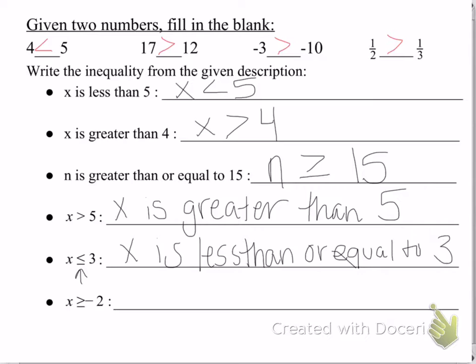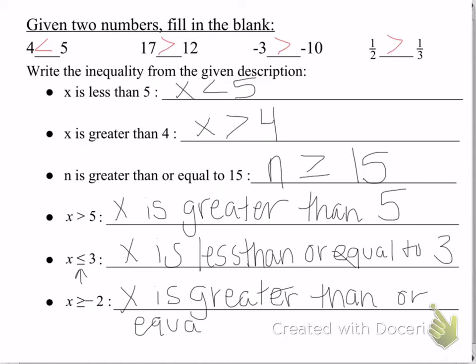And then our last one, we've got x is greater than or equal to -2. So that equal to is just because it has that line under the inequality symbol.